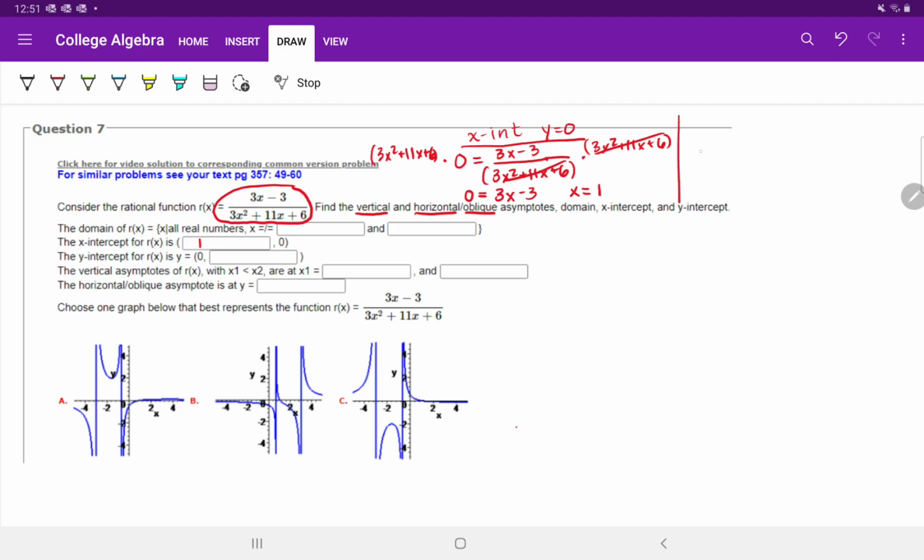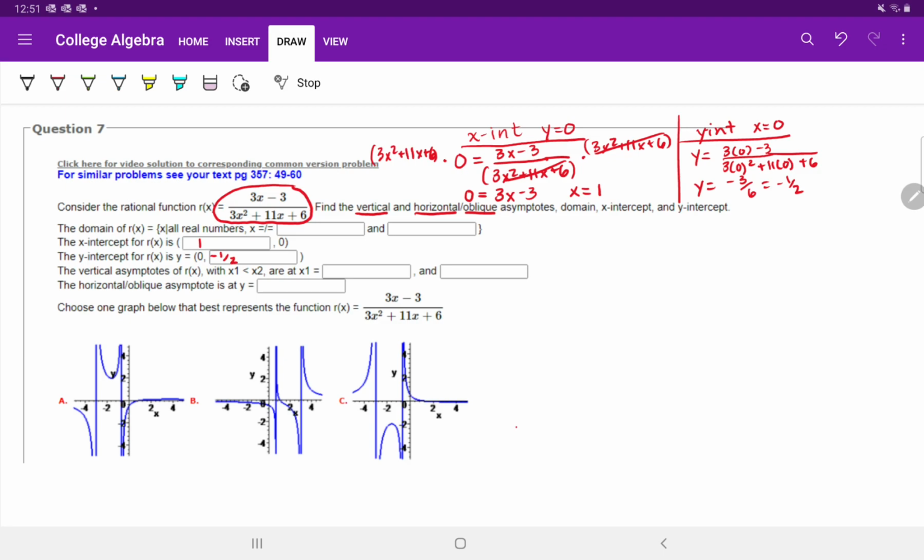Now to find our y-intercept, we set x equal to 0 and solve for y. So here we would let y equal 3 times 0 minus 3 over 3 times 0 squared plus 11 times 0 plus 6. That's going to give us y equals negative 3 over 6, which is negative 1/2. And we'll put that right here.